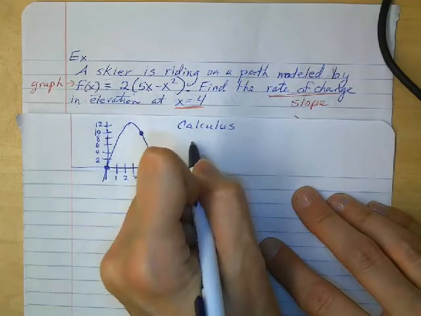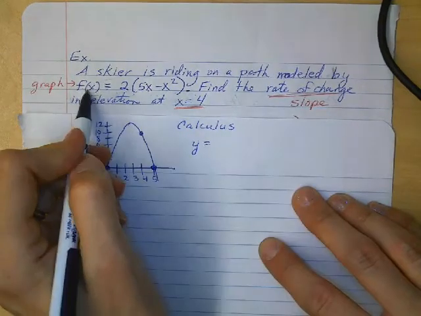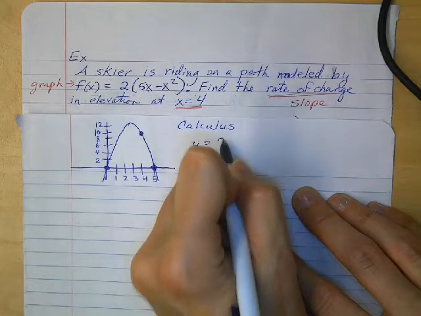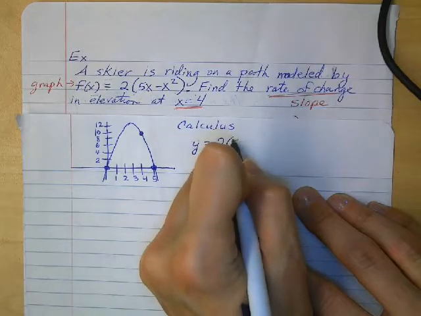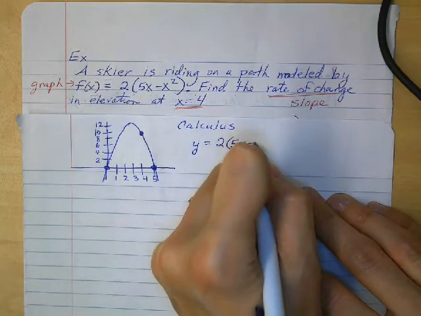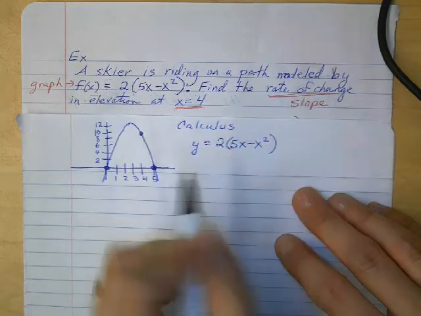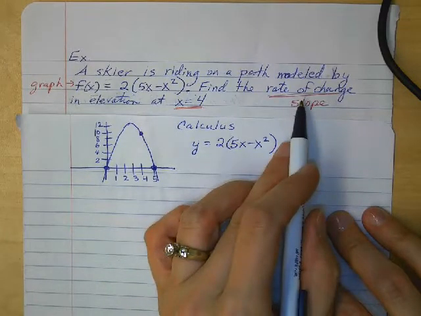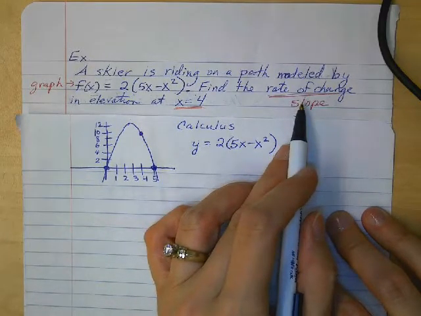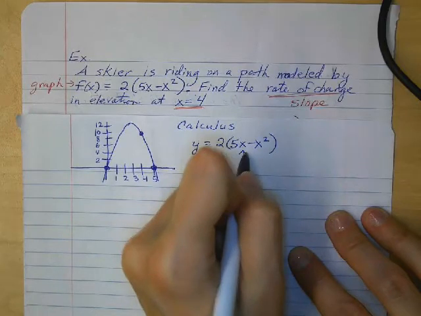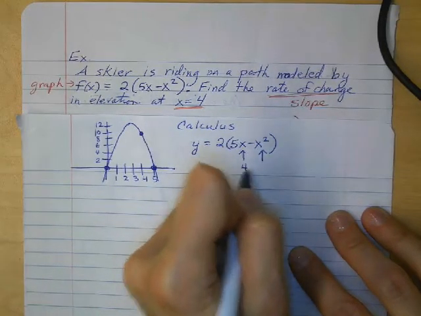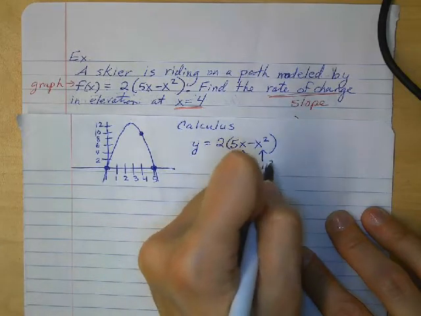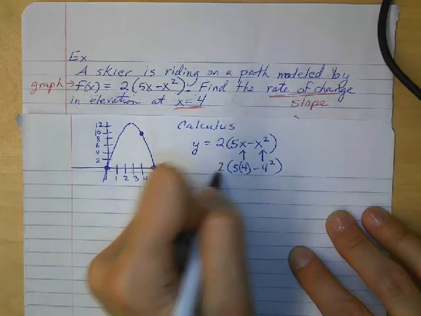But we have this graph, we have this f of x. F of x, you could write y also for f of x. So I'm going to write y equals 2 times 5x minus x squared. Okay, there's the formula they gave us. Find the rate of change in elevation at x equals 4. Okay, so what if I plugged in 4? So I'd have 5 times 4 minus 4 squared, times 2.